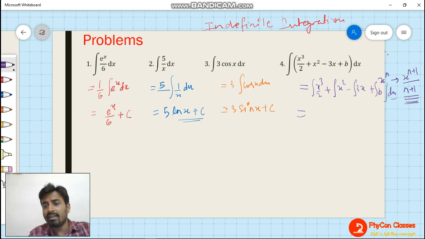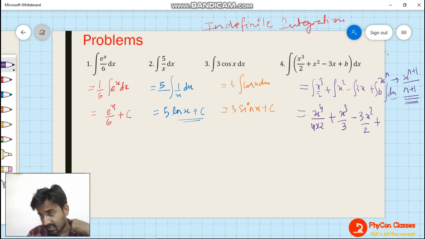Now, integration of x cube by 2 will be x to the power 3 plus 1 divided by 3 plus 1. So that will be x to the power 4 divided by 4 and there is 2 already present. For x square it will be x cube by 3, minus 3 into, for x, it will be x square by 2. For the constant, that is integration of b, for 1 the integration is x. So for b, integration is going to be b into x. It is the answer. Clear?